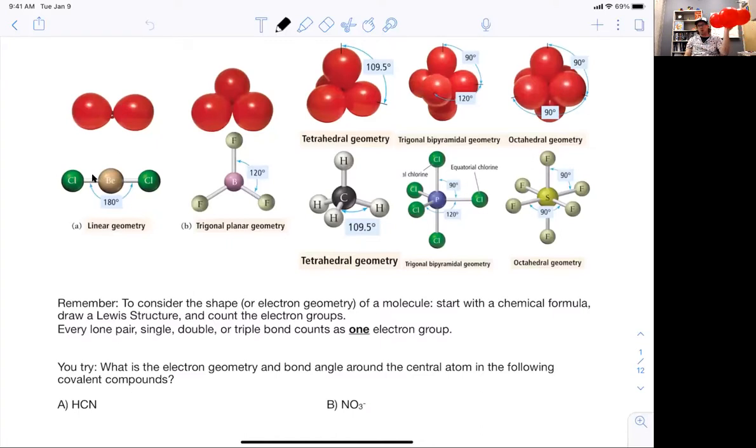Then you also notice that this molecule is very flat. All 4 atoms are in the same plane. So that's why we call this trigonal planar. So 2 electron groups was linear, 3 electron groups is trigonal planar.